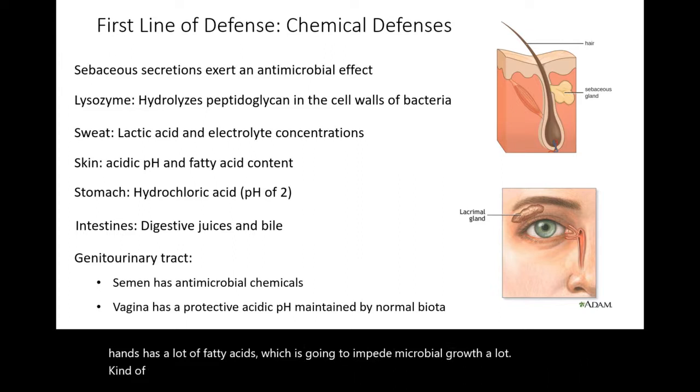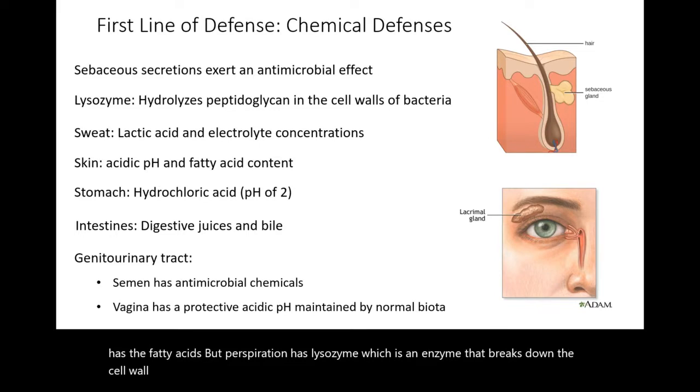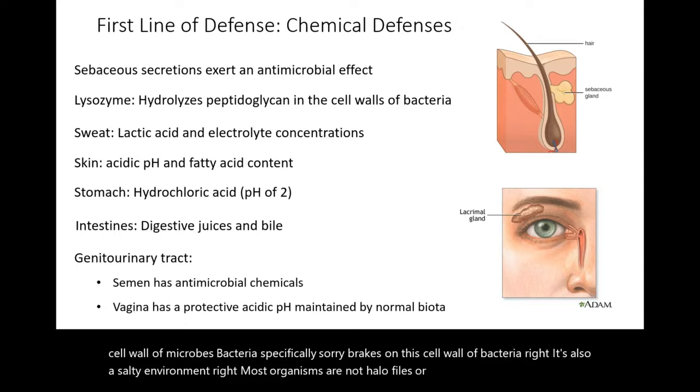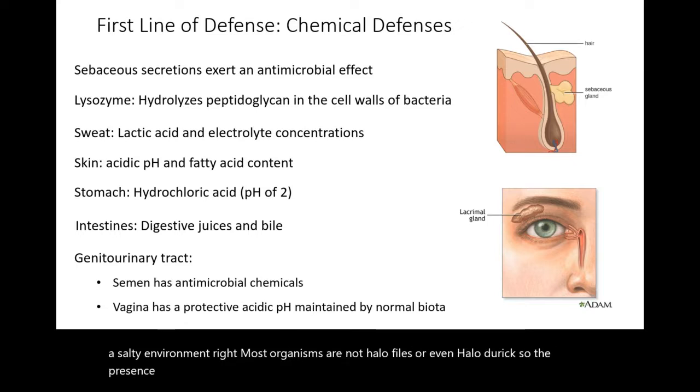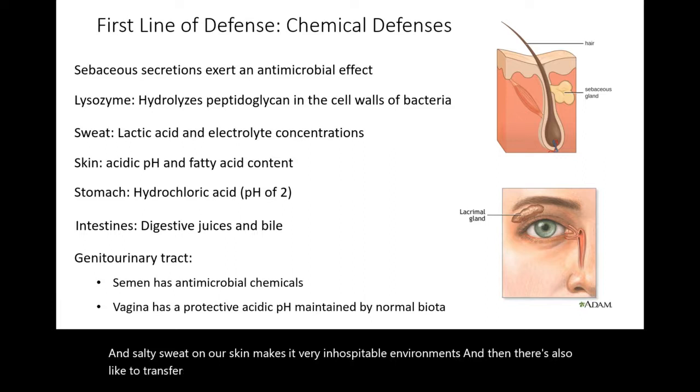Kind of big picture with skin, right? We have perspiration and sebum. Like I just said, the sebum has the fatty acids, but perspiration has lysozyme, which is an enzyme that breaks down the cell wall of microbes, bacteria specifically, right? It's also a salty environment, right? Most organisms are not halophiles or even haloduric, so the presence of salty sweat on our skin makes it a very inhospitable environment. And then there's also lactotransferrin, and lactotransferrin is an iron sequestering molecule.